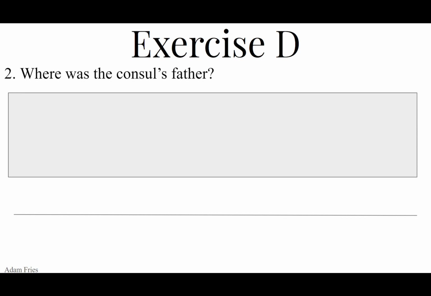Where there's a finality, perfect tense, it's completed action. So you could say, ubi fuit. I prefer if you used erat here, ubi erat. So ubi erat, the consul's, so this is going to be a genitive of possession. The consul is possessing the father. So the father of the consul. Where was the father of the consul?